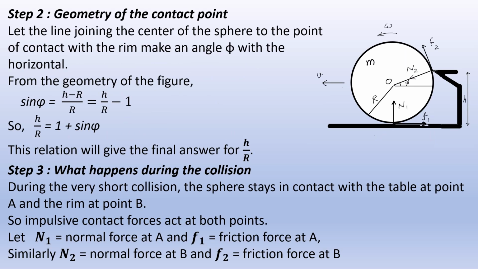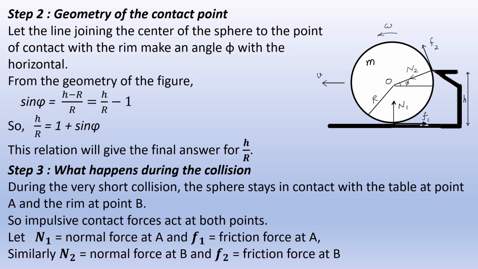Now let us move to the next important part of the solution, the geometry of the contact point. When the sphere touches the raised edge, the contact does not happen at the center level. Instead, the collision takes place at some point on the surface of the sphere. So let us join the center of the sphere to the point of contact with the rim, and let this line make an angle phi with the horizontal. This angle phi is going to become extremely important because later almost the entire collision analysis will depend on it.